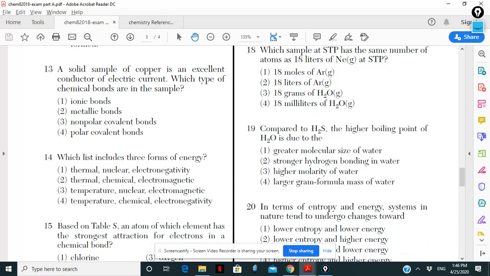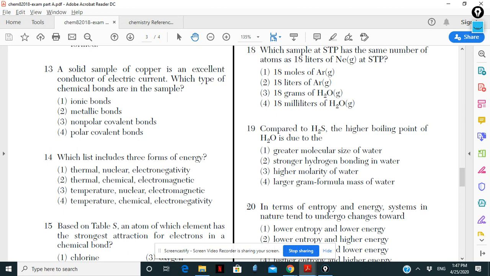A solid sample of copper is an excellent conductor of electric current. Which type of chemical bond is in the sample? If you look, copper is a transition metal. Since all metals do some type of bonding, we call it metallic bond. Metallic bond.